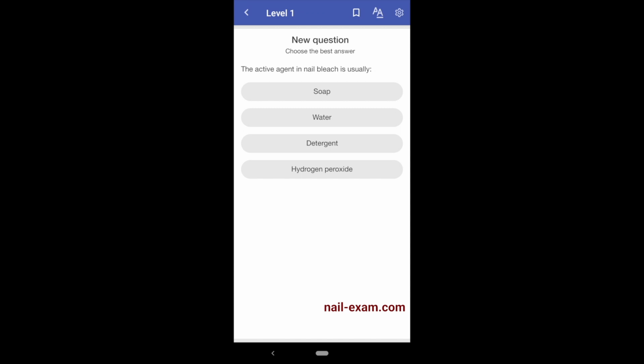The active agent in nail bleach is usually. Answers: A. Soap. B. Water. C. Detergent. D. Hydrogen peroxide. The answer is D.